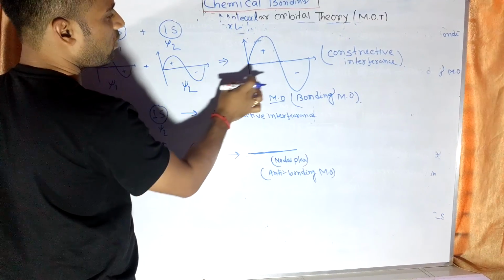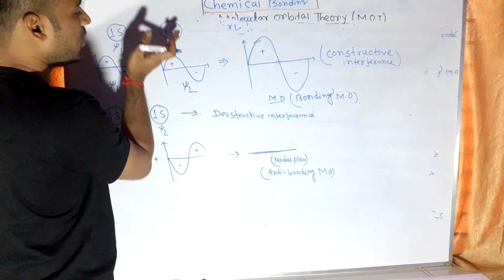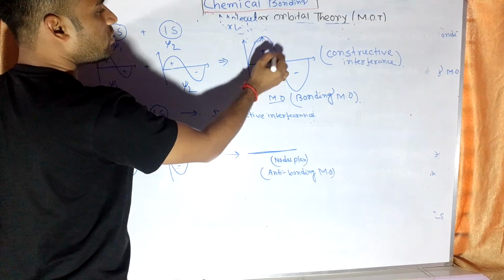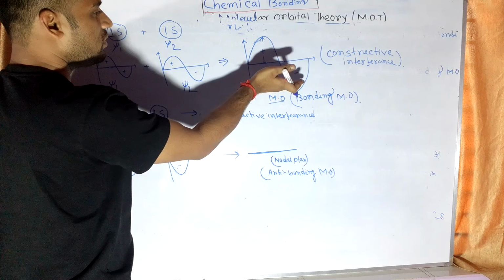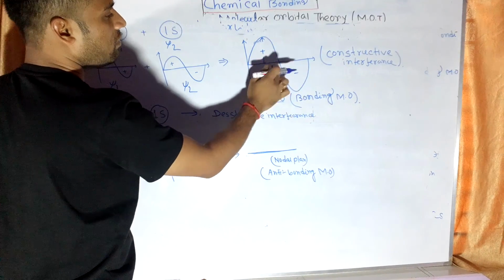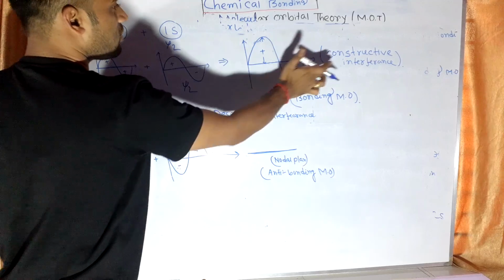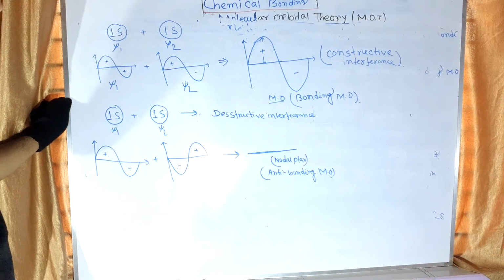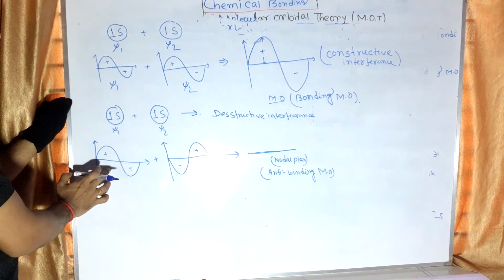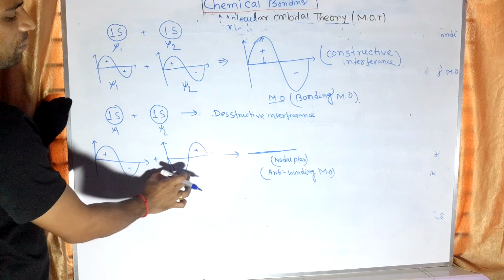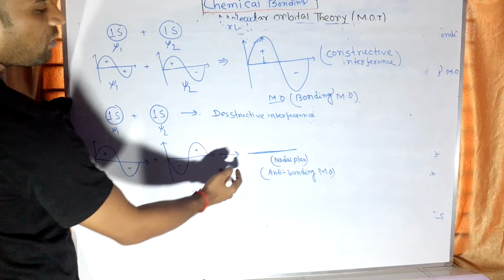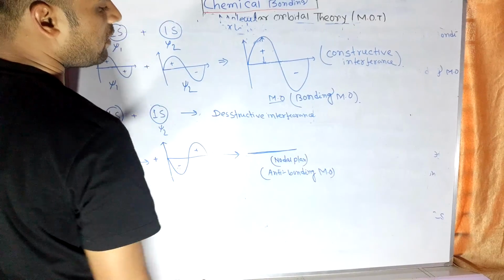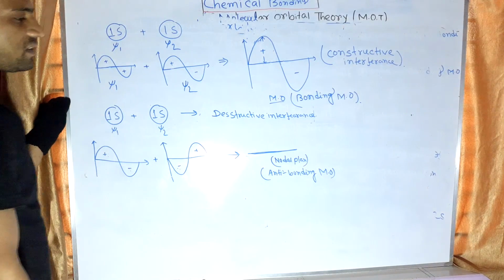They overlap and form plus and plus, same side plus, so the resultant amplitude increases, and the negative amplitude also increases. This is the bonding molecular orbital electron wave. This phenomenon is called constructive interference. Next, consider two atomic orbitals, 1s and 1s, whose wave natures are opposite. They overlap and form only a nodal plane. This molecular orbital formation is called the antibonding molecular orbital, which is denoted by a star.